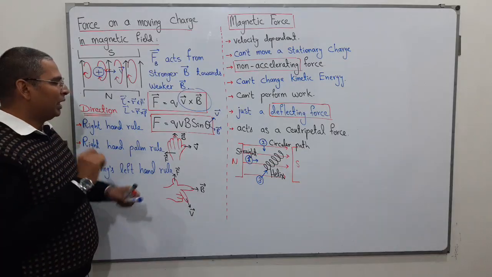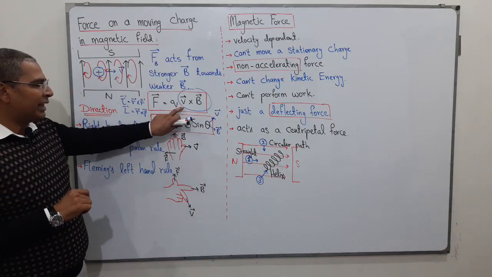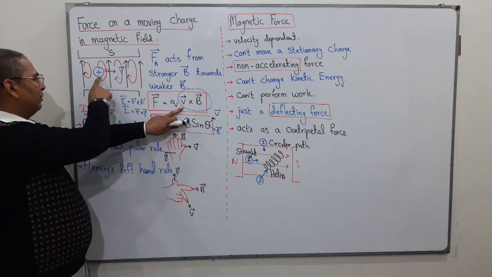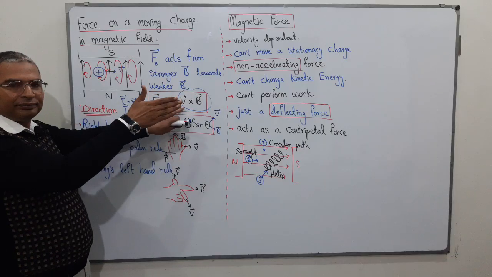What is the rule? Align your fingers in the direction of the first vector. My velocity is on the right side.